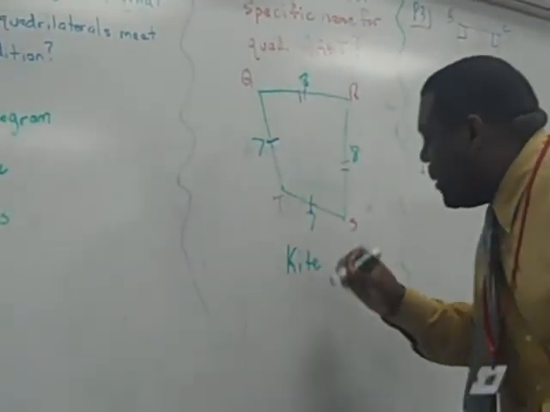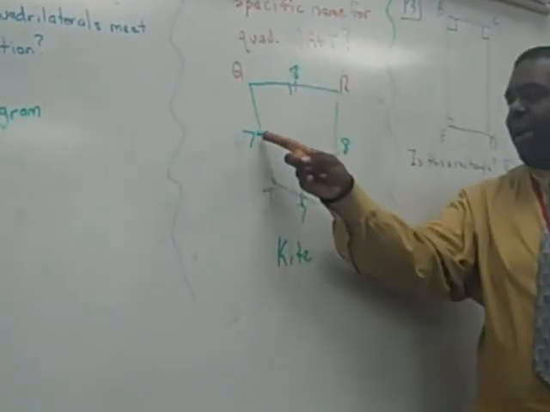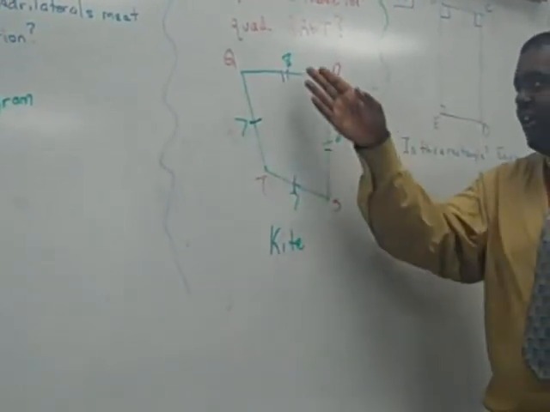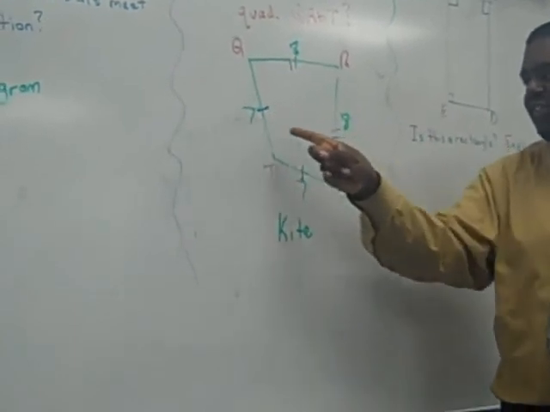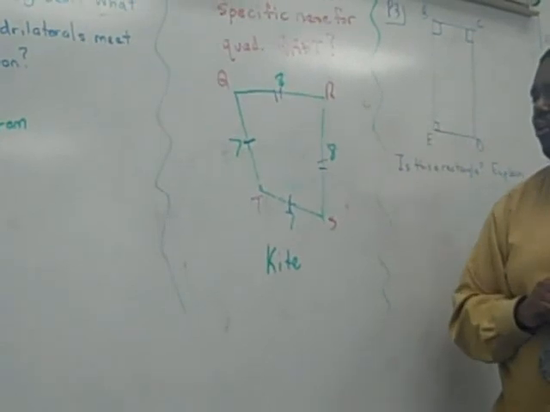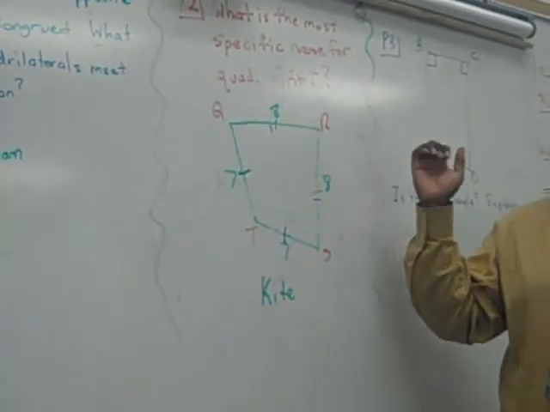And the reason is, remember, that a kite has 2 pairs of congruent sides that are consecutive. All right? They're not opposite, they're just consecutive. So this and this are congruent, this and this are congruent. Okay? But the opposites are not congruent. Okay? So this shape is a kite.